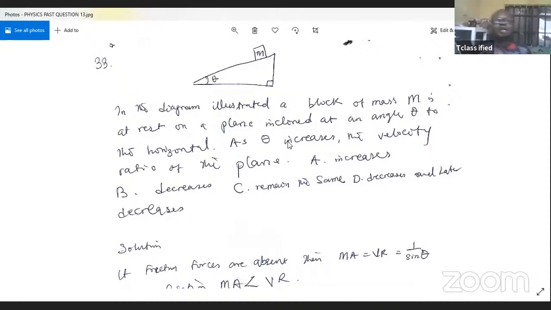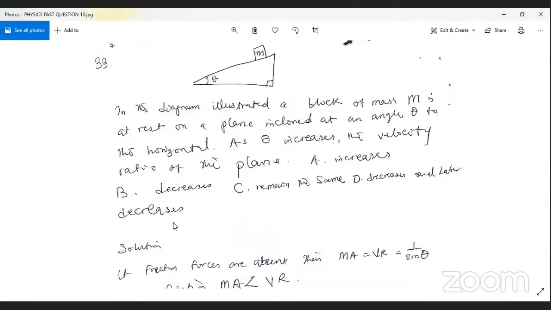Okay. In the diagram illustrated, a block of mass M is at rest on a plane inclined at an angle theta to the horizontal. As theta increases, the velocity ratio of the plane does what? A increases, B decreases, C remains the same, D decreases, and letter E increases. Please, this is a mistake, and letter E increases.